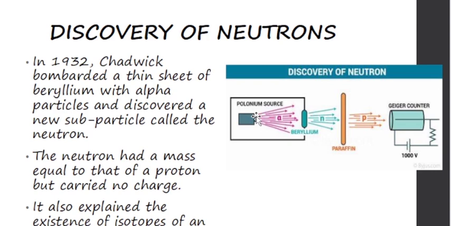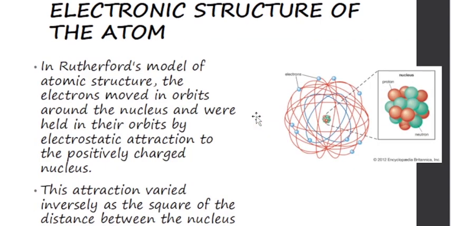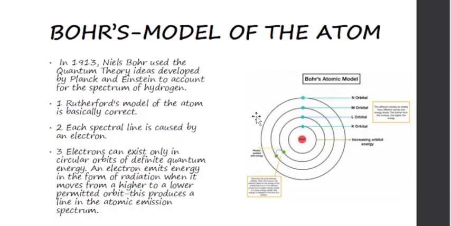So, as I said, Chadwick was able to discover that, and after his discovery, it aided our understanding of the atomic structure more. Now, in Rutherford's model of atomic structure, the electrons moved in orbits around the nucleus and were held in their orbits by the electrostatic force of attraction to the positively charged nucleus. The attraction varied inversely as the square of the distance between the nucleus and the electron.